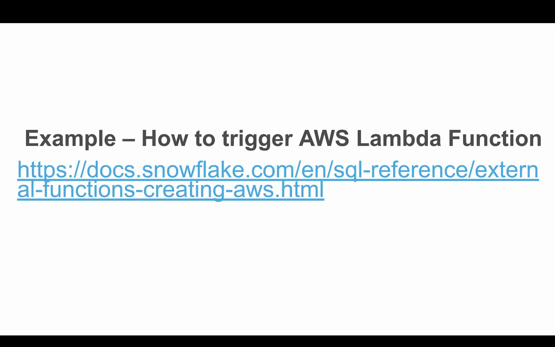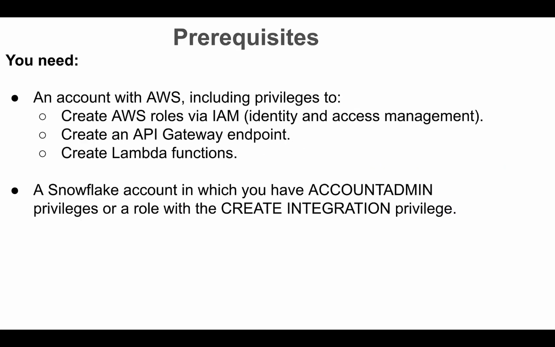Now, let's jump into an example and see how we can trigger an AWS Lambda function using external functions. This tutorial follows instructions from the example featured in the Snowflake docs and shows you in more detail how you can trigger Python code running on an AWS Lambda. To complete this example, you will need an AWS account where you have the necessary rights to create AWS IAM roles, API gateway endpoints, and Lambda functions. You will also need a Snowflake account with the account admin privileges or a role which has create integration rights.